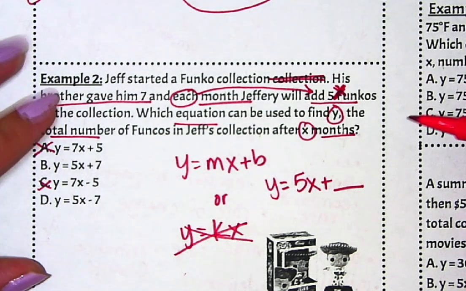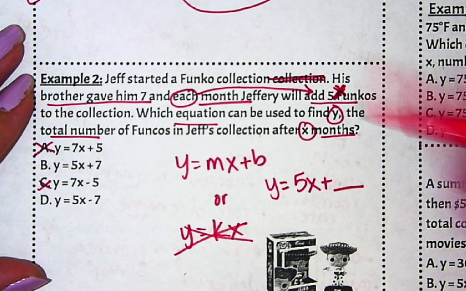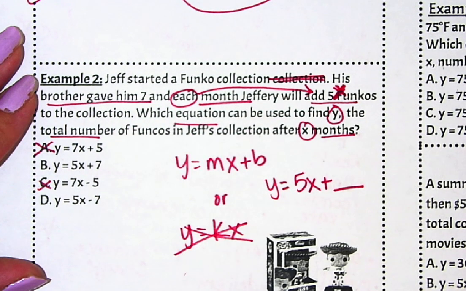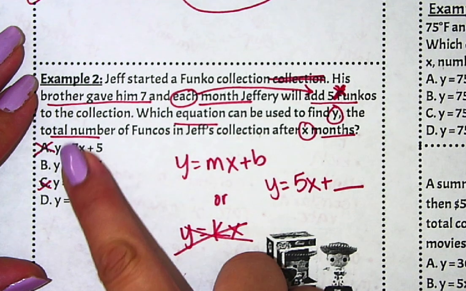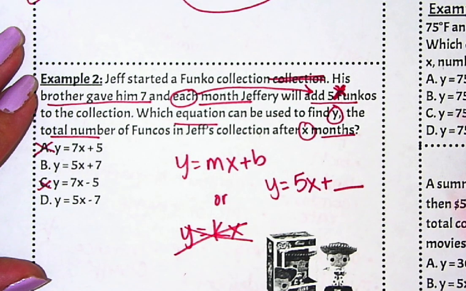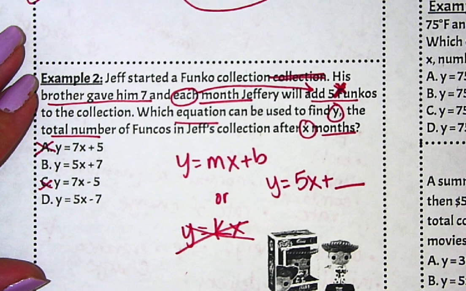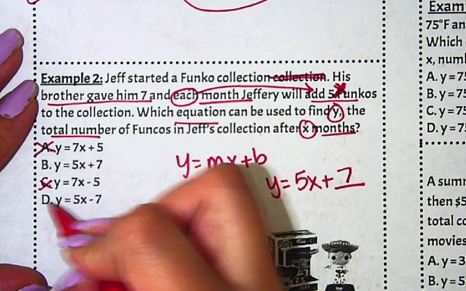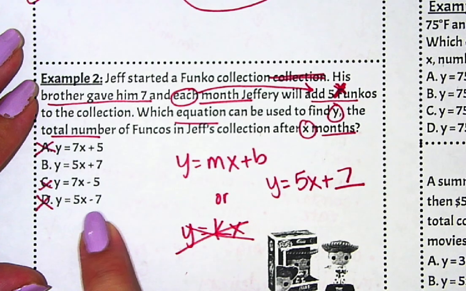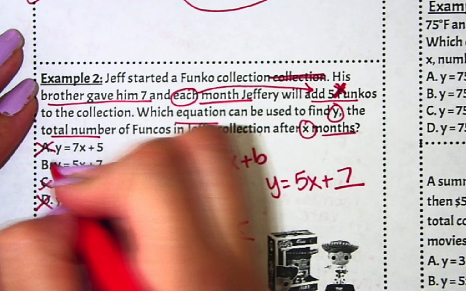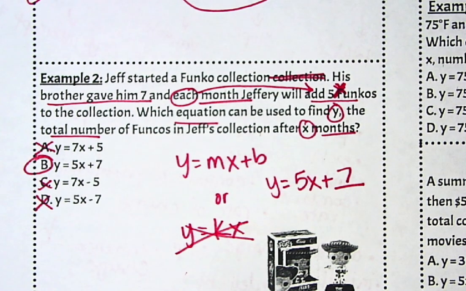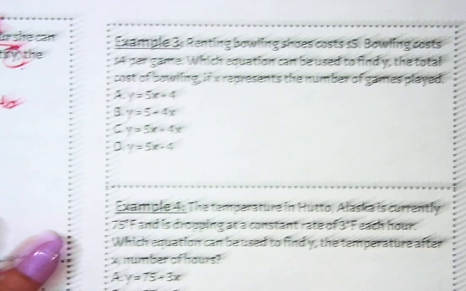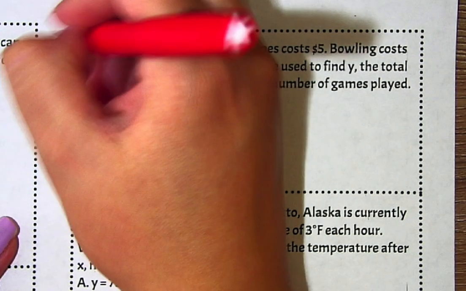Okay, so now I'm going to see what other number I have. It says his brother gave him 7. If we're trying to see how much the total is, are we going to add or subtract that 7? We're going to add 7. So I can eliminate answer choice D because that says subtract, and my answer is B. Okay. So I want you to put a star next to example 3 because that one you're going to do by yourself.